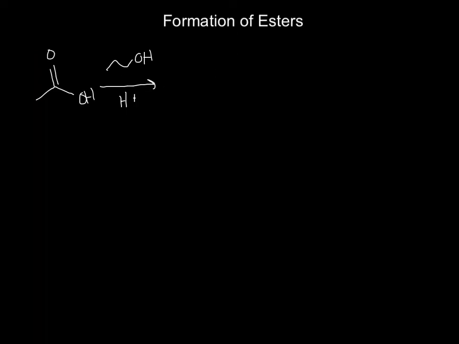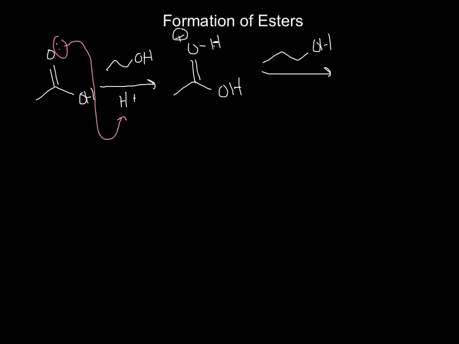Next, we're going to do the formation of esters. We need to ask ourselves who has electrons and who wants them. This oxygen double bond to the carbon has electrons, and this hydrogen here wants them. Again, we have to ask ourselves who has electrons and who wants them. The oxygen on the propanol has the electrons, and the carbon wants them, and it's going to push this bond up, getting rid of the positive charge on the oxygen.